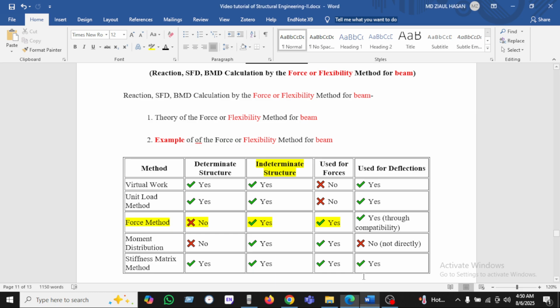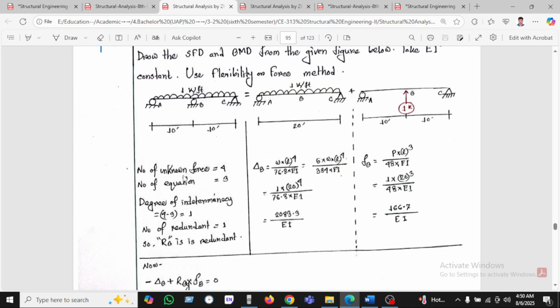As we know, for an indeterminate structure we have to use the force method, moment distribution or stiffness matrix, but here we will use the force or flexibility method. The number of reaction forces is 4, summation of vertical and horizontal forces and moments gives an equilibrium equation count of 3. So the degree of indeterminacy is 4 minus 3, which is 1. So we have one redundant.